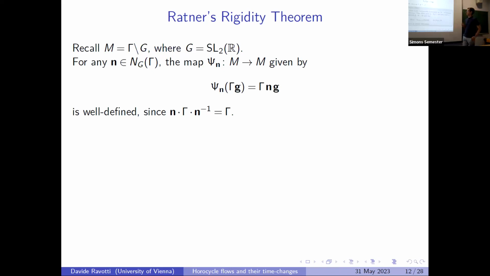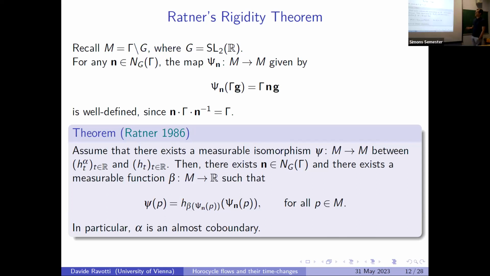So what Ratner proved is this result, namely the converse direction. Assume that there exists a measurable isomorphism little psi that conjugates your time change to the unperturbed Horocycle flow. Then this isomorphism takes a very specific form. In particular, I can write it as a combination of a map capital Psi n of this form, an algebraic map of this type, composed with a little push in the direction of the Horocycle flow. So she basically proved that all isomorphisms between time changes of the Horocycle flow and the unperturbed Horocycle flow are of the form we saw last time, a little push in the direction of the Horocycle orbit, plus possibly an algebraic map of this form.